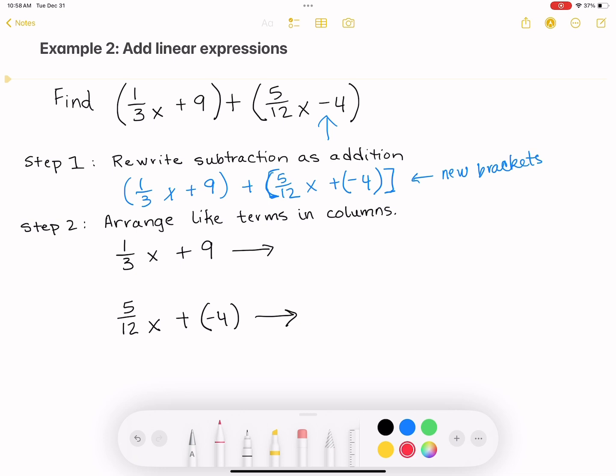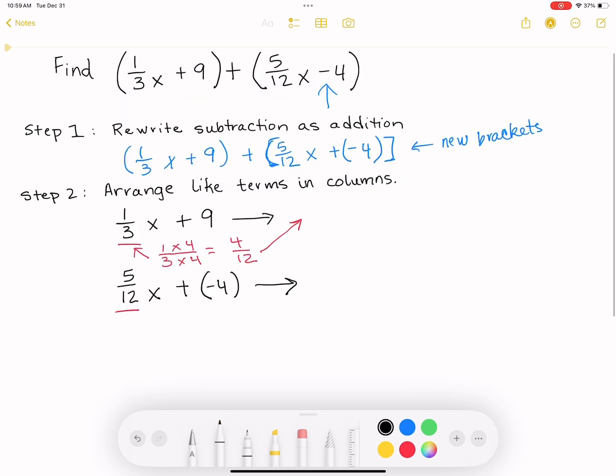So the 1/3 and 5/12 have the common denominator of 12. In order to find it, all I need to do is multiply that 3 by 4, which means I have to multiply the 1 by 4 as well to get 4/12. Then I'm going to rewrite it up at the top as 4/12 x. So it's super important. Carry that variable over. We've got 4/12 x plus 9. All right, and then below, this stays the same. And we're going to add it together like we would a regular algorithm.